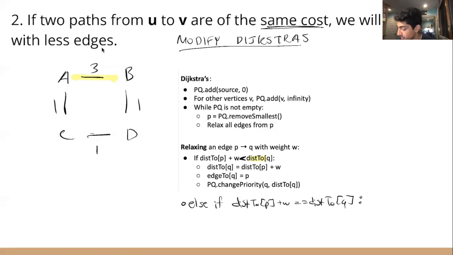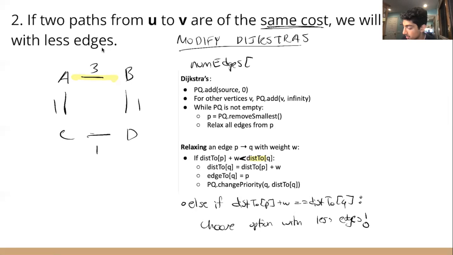So what we should do is intuitively break ties. Or actually, this is not breaking ties, I'm going to correct myself. This is more like we find two paths of equal cost, how do we choose which one to take? So choose the option with less edges. In order to choose the option with less edges, we probably need to store some sort of data structure. Let's call it num edges, which takes in vertices and maps them to an int. So this is going to be some sort of map, which will map each vertex to the number of edges on the path.